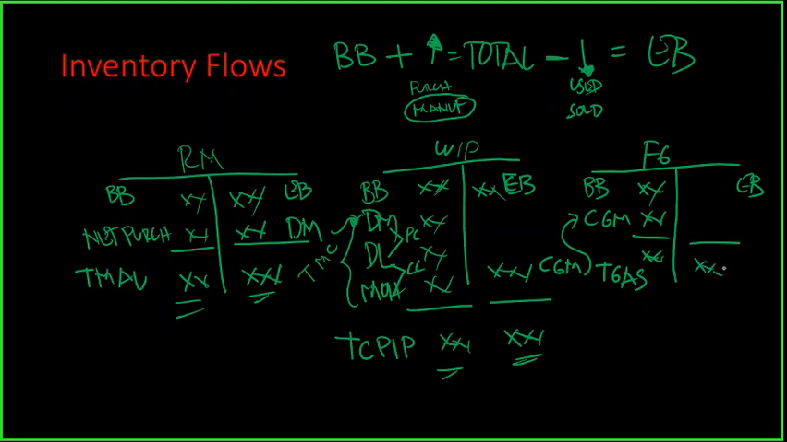sale. So from this, you deduct your cost of sales or cost of goods sold. It's the cost of goods sold, and you will now have your ending balance. So that's your basic inventory flow. Just additions and deductions.